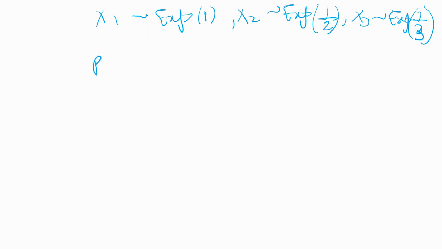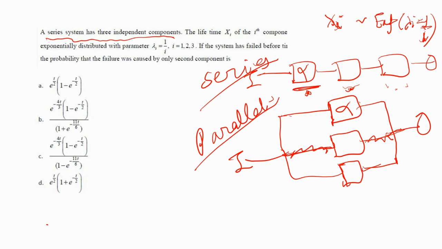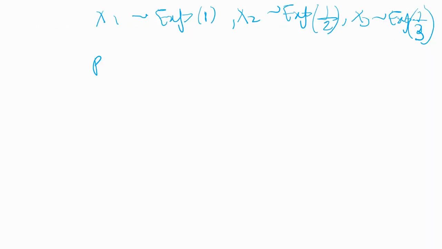Now, it is something like Bayes' theorem. The probability that failure was caused by only the second component, given that the system has failed. We are given that the system is failed, and then we want to find the probability that it happened because of the second component. This is what we have learned in Bayes' theorem: if this has happened, what is the probability that it was caused by a particular one. So firstly we will find the probability that the system fails.